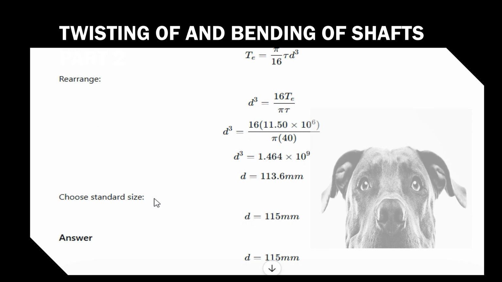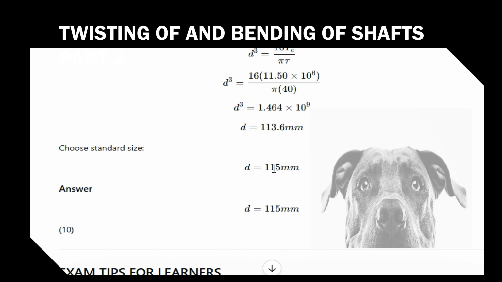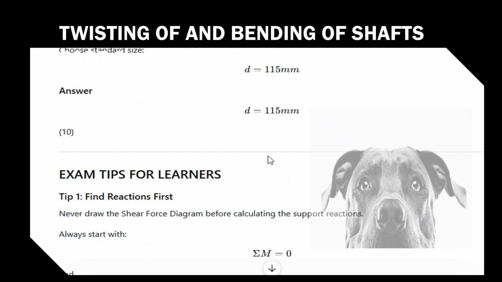Then after that, our d equals 113.6 millimeters. Choose standard size. Our standard size is 115 millimeters. Answer, our d equals 115 millimeters. Then here you are going to earn marks.